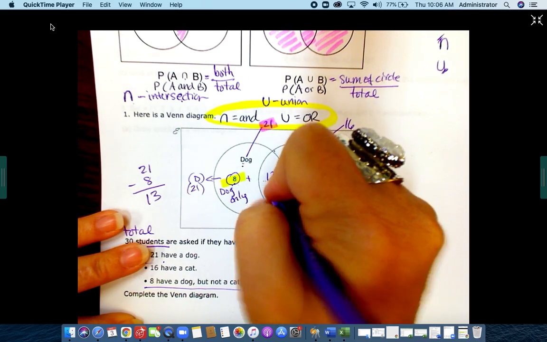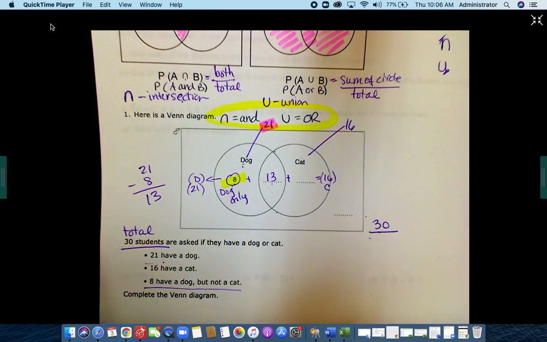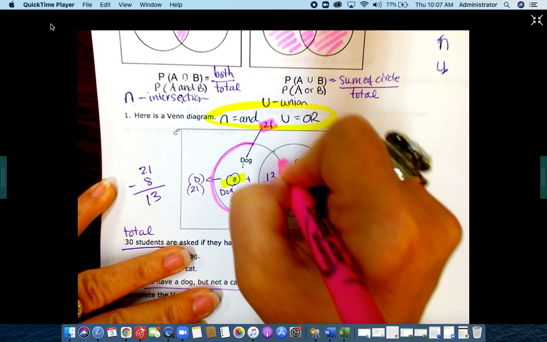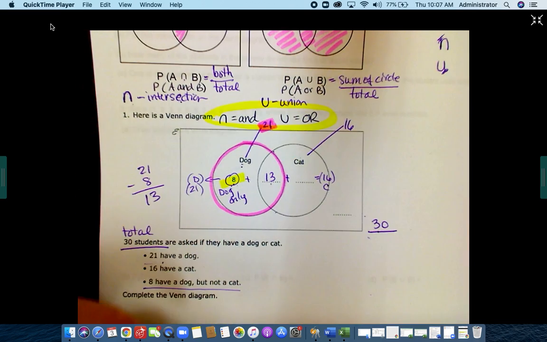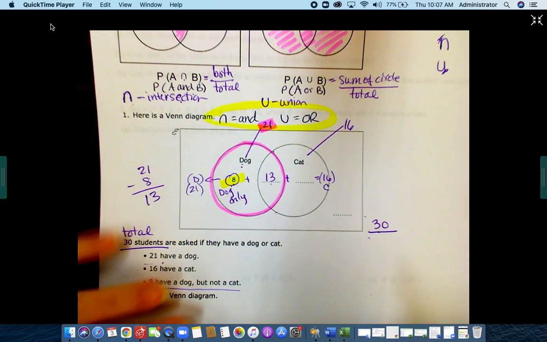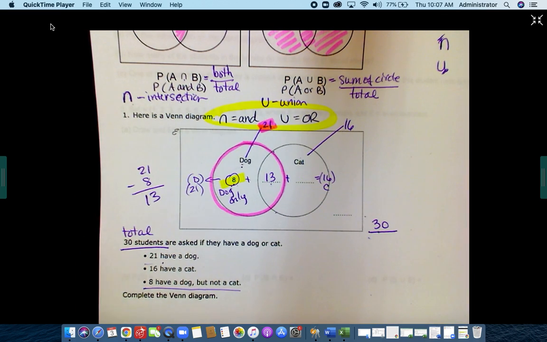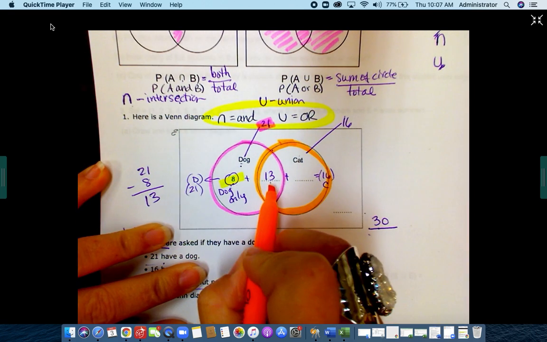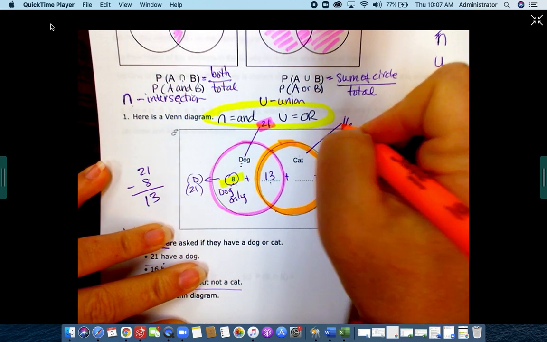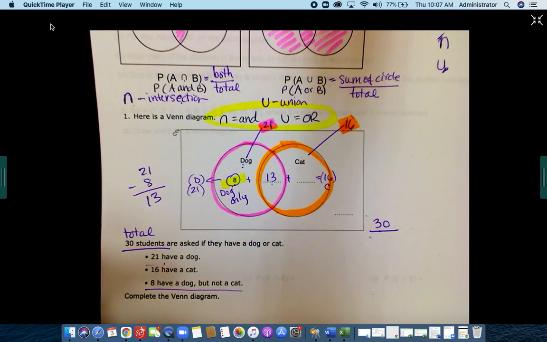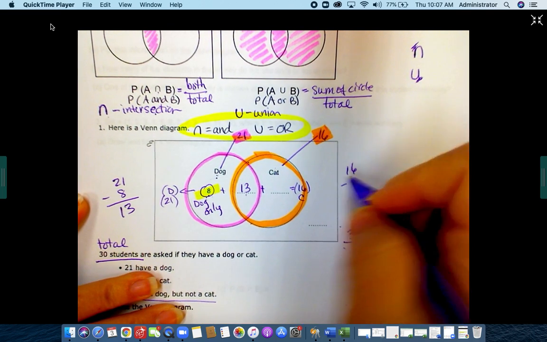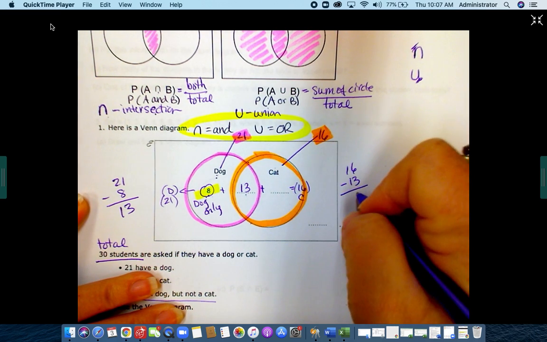So that means the sum of all of this here in my circle, I'm going to highlight this in pink. All of this adds up to 21, the 8 plus the 13. It's a simple subtraction. And then, let's switch colors here. That means that the two numbers here for both cat and dog and cat have to add up to 16. Well, how are we going to get that? We're going to take the total 16 and subtract out the 13, and that leaves us with 3.